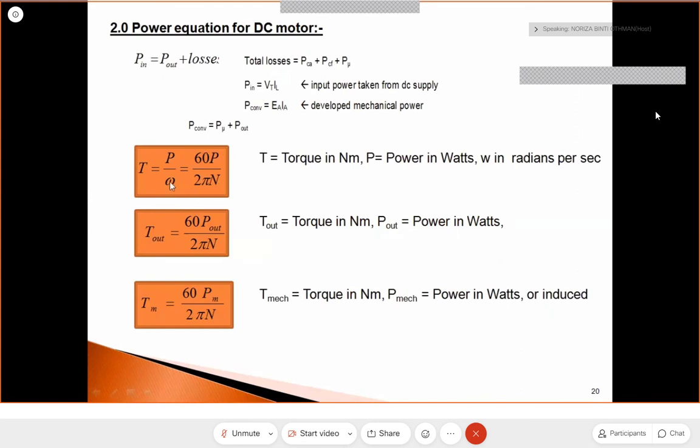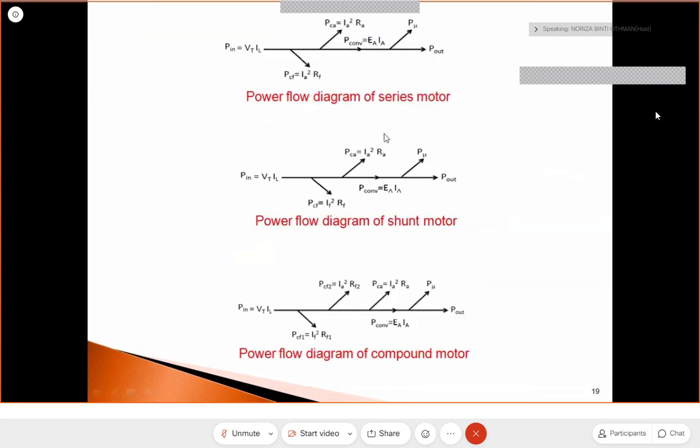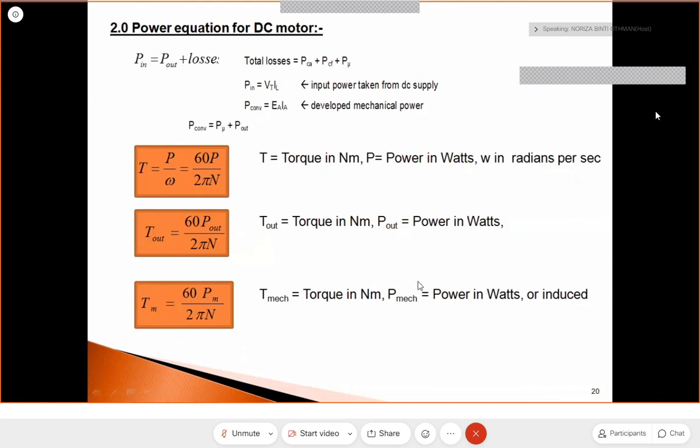Okay, ini torque. Torque equal to P over omega. So kalau torque out, you kena ambil P tu is P out, dan kalau torque M, P tu you ambil PM. PM ni adalah P converted. Kadang-kadang nama dia PM ataupun mechanical power, ataupun developed power, ini juga benda yang sama saja, nama je different. Jangan confuse mechanical power dengan mechanical losses. Kalau mechanical losses dia P mu, tapi kalau mechanical power adalah PM, P converted tu.